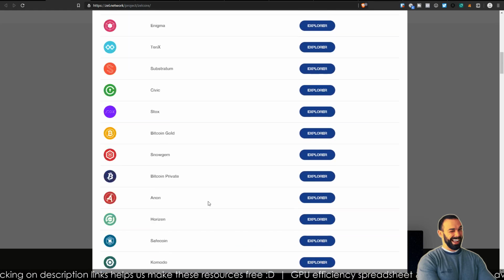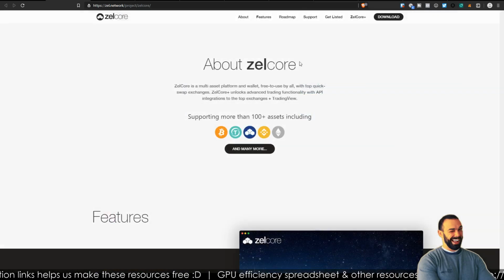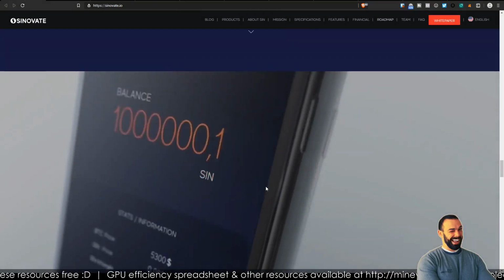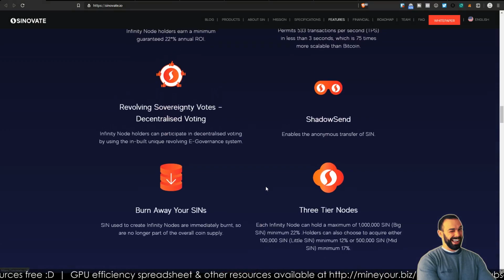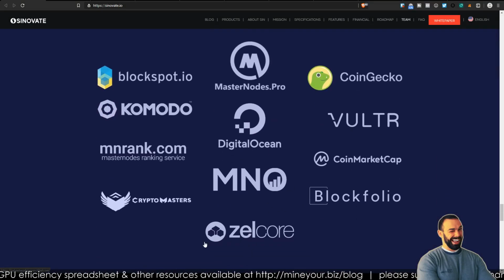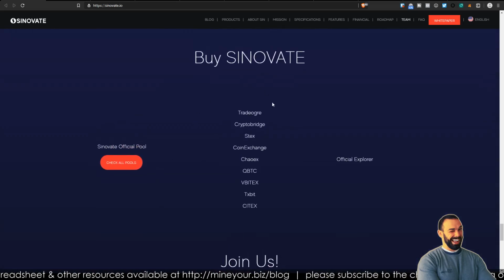It kind of makes me wonder, though, how would SINOVATE be able to incorporate their version of private send, right? So being able to show, or what do they call it? Shadow send. How would they be able to integrate shadow send into the Zelcore product? Not sure. But buying SINOVATE, clearly there are several exchange listings there.